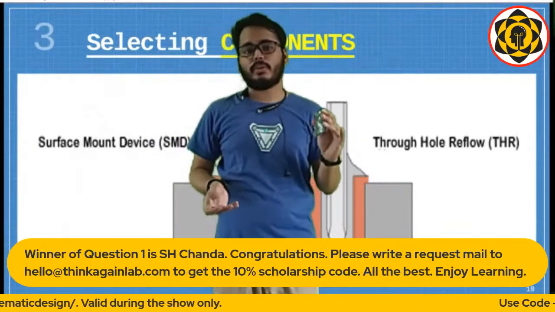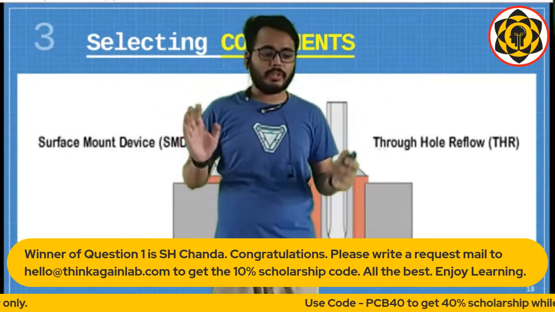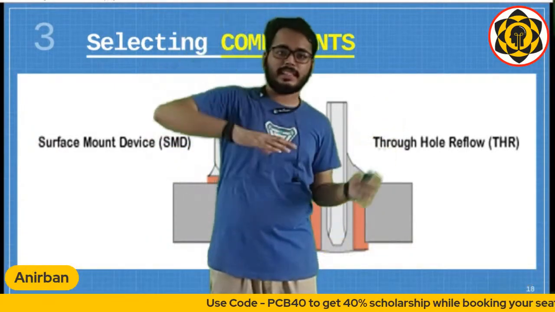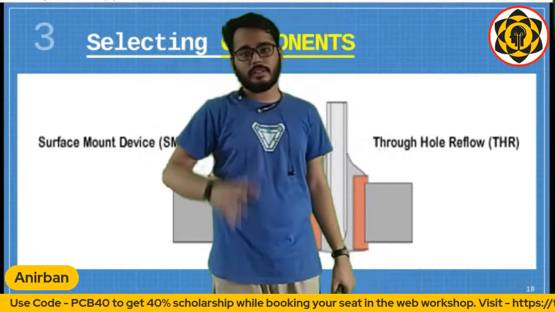But a surface mount device, on the other hand, does not need that. With a surface mount device, you can just slap it on the copper pad and put some solder paste in between. Then you heat it and it will get soldered.